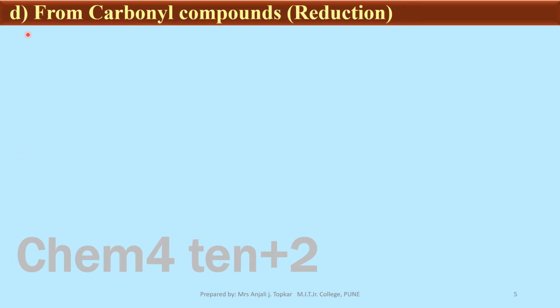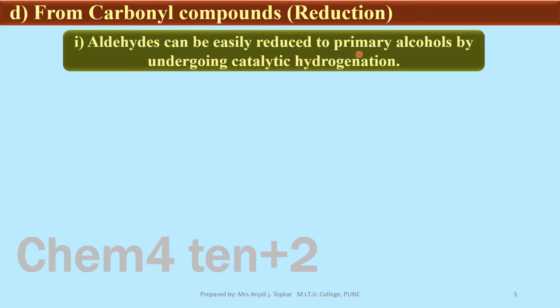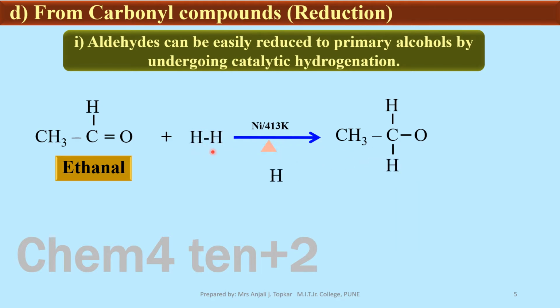Let's see the next method of preparation, that is from carbonyl compounds by reduction. Aldehydes can be easily reduced to primary alcohols by undergoing catalytic hydrogenation. Let's understand it by a specific example. Here, ethanal is taken. Ethanal is nothing but acetaldehyde. When acetaldehyde undergoes hydrogenation in the presence of catalyst like nickel at 413 Kelvin, we find here the double bond is broken and one hydrogen moves to the carbon atom, whereas another hydrogen goes to oxygen atom.